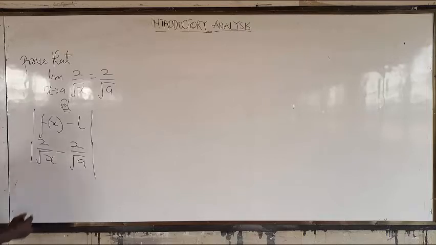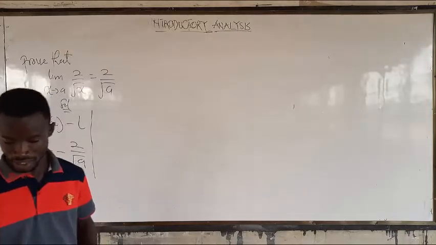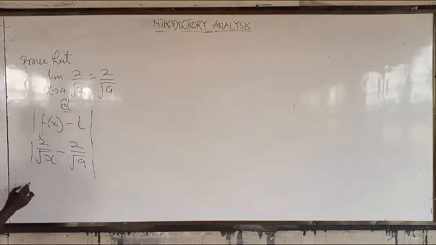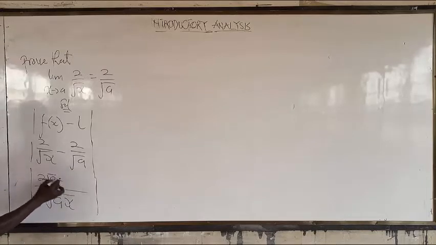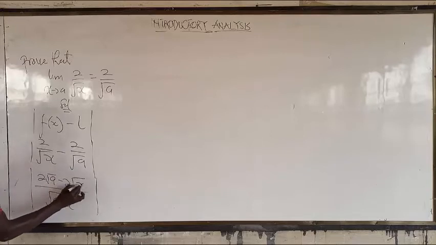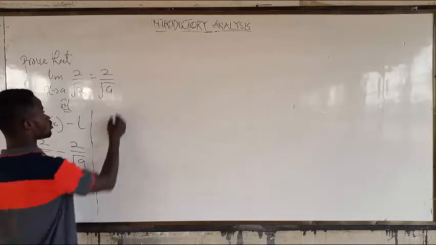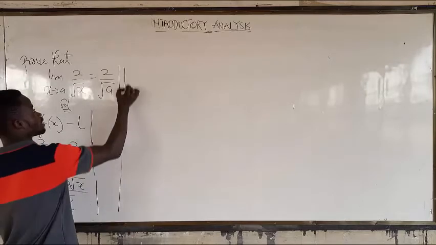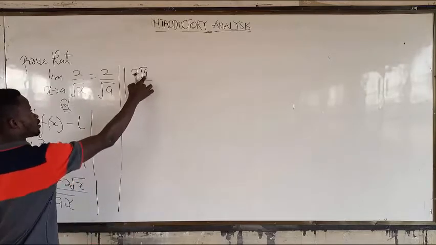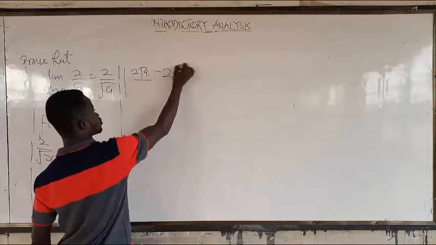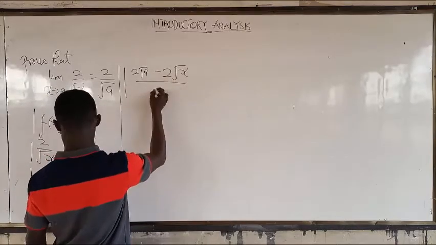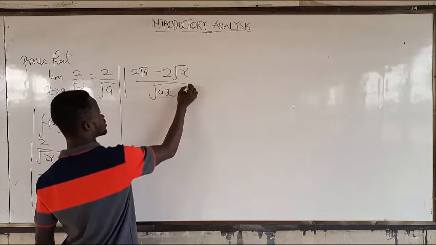So what is the LCM? You first ask yourself of the LCM. And the LCM is going to be square root of ax. So the 2 multiplies square root of a, then these 2 multiply the square root of x. Okay, so when you get 2 square root of a minus 2 square root of x, all this over square root of ax.